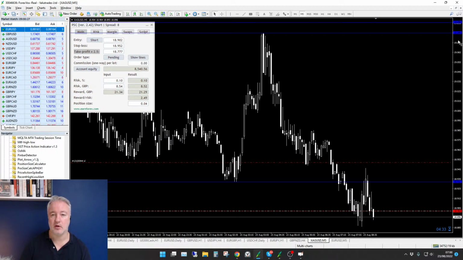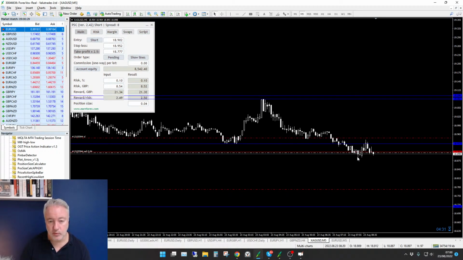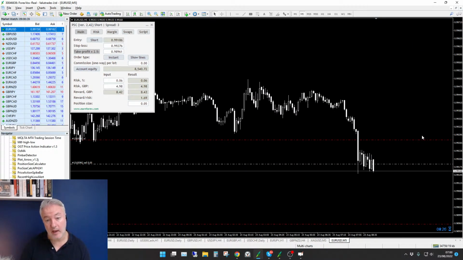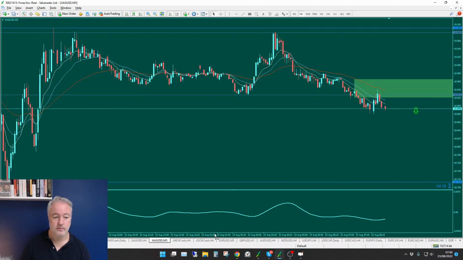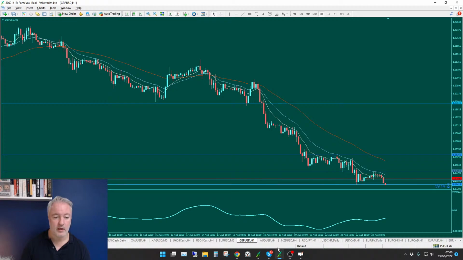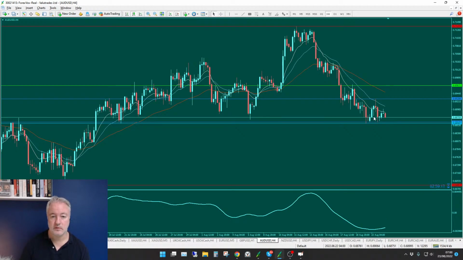So there's my silver trade on its way. The silver trade makes sense. We will get a bounce here, but once it breaks through that, we should be on our way. The euro dollar one is on its way. Okay, so that's fine. Okay, cable's going. Aussie dollar coming down to here. So here's the problem, Aussie dollar.